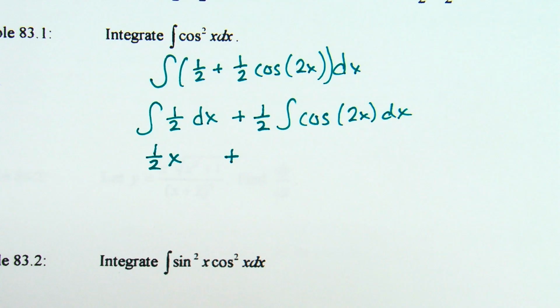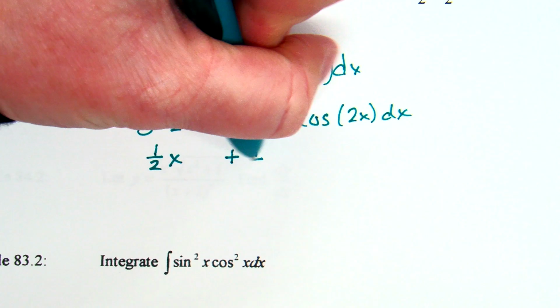Okay, the 1 half, I'm going to carry the 1 half out front. And then we are integrating cosine of 2x.